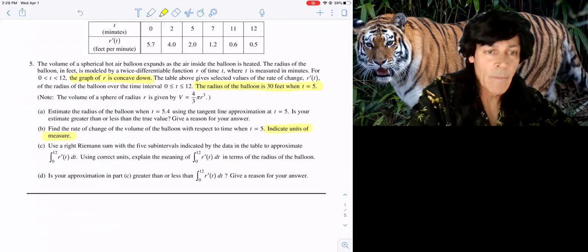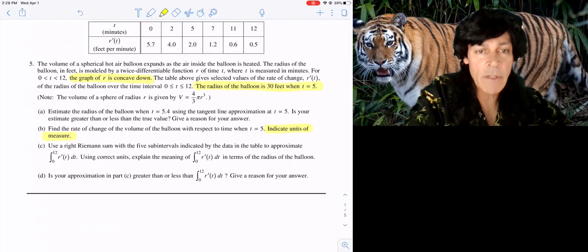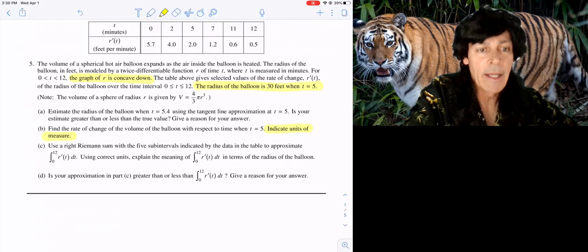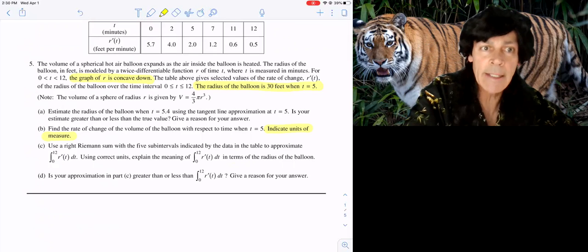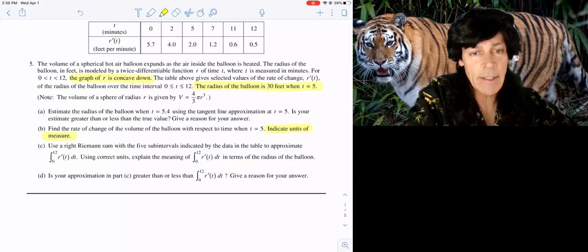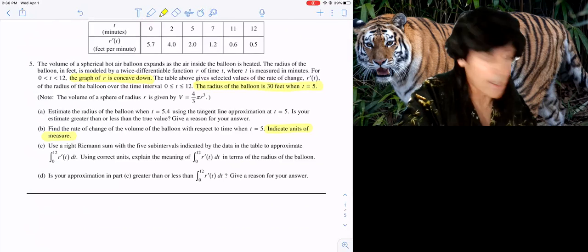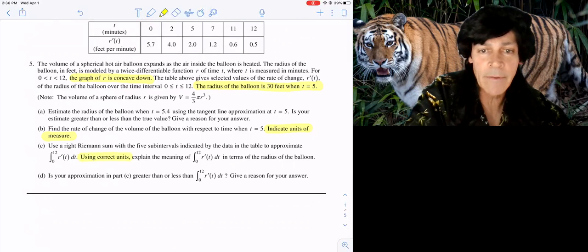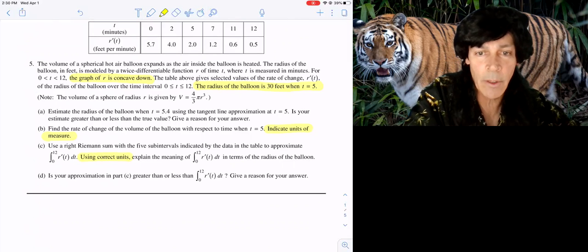Part C, use a right Riemann sum with the 5 subintervals indicated by the data in the table to approximate the definite integral from 0 to 12 of r prime of t dt. Respect that differential now. Using correct units, oh my gosh, units again. Using correct units, explain the meaning of the definite integral from 0 to 12 of r prime of t dt in terms of the radius of the balloon.